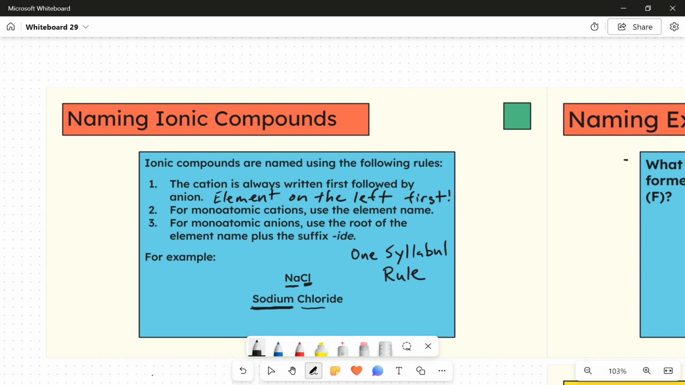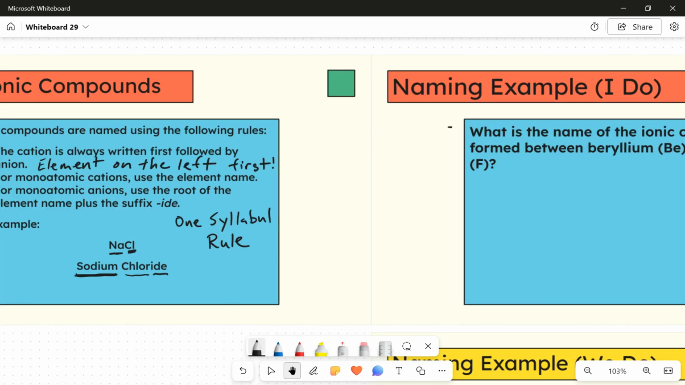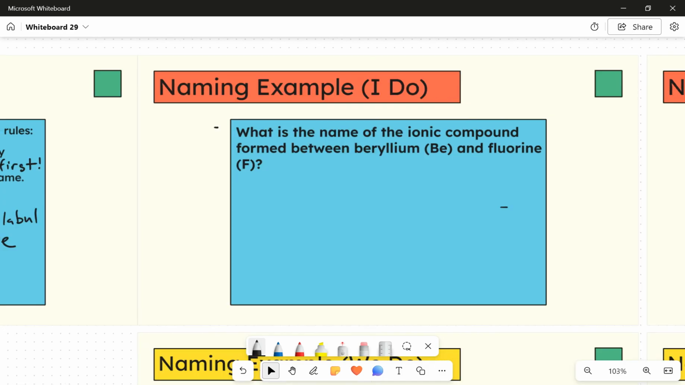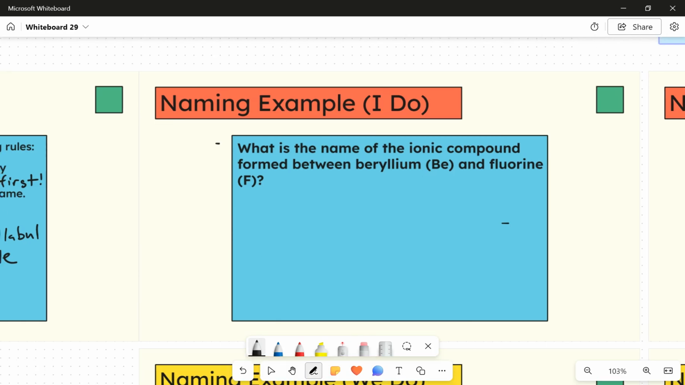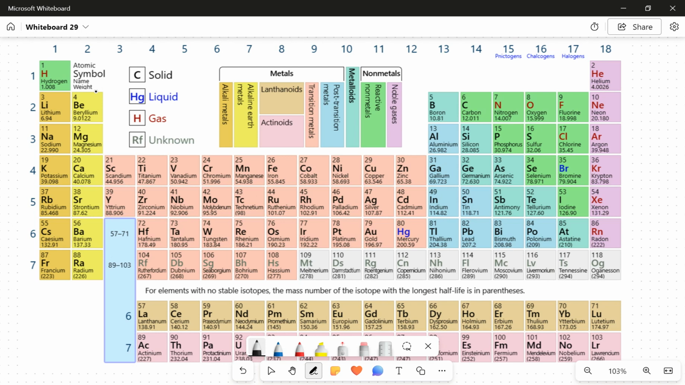Now, this is one of those skills where the best way to go about it is to just practice and learn it. So I'm going to do some examples. Right here, I have a question that says, what is the name of an ionic compound formed between beryllium and fluorine? So I'm going to look at my periodic table. I've got beryllium right here, and I've got fluorine.